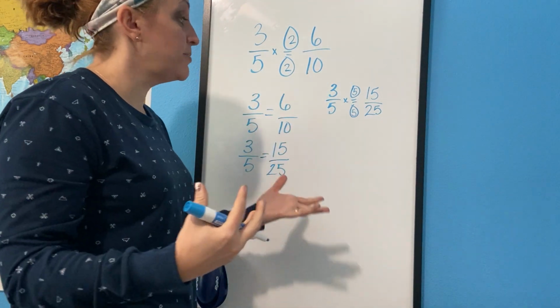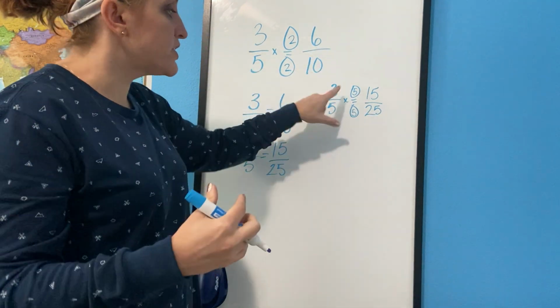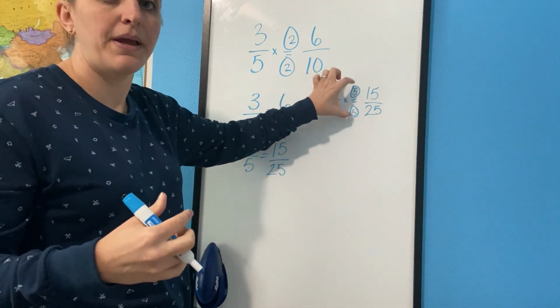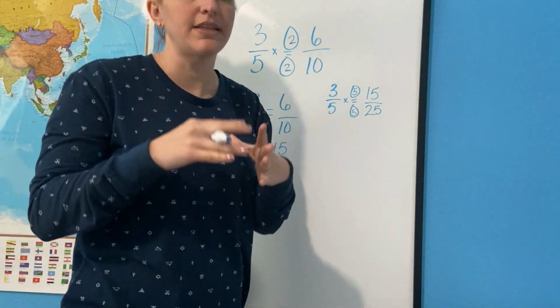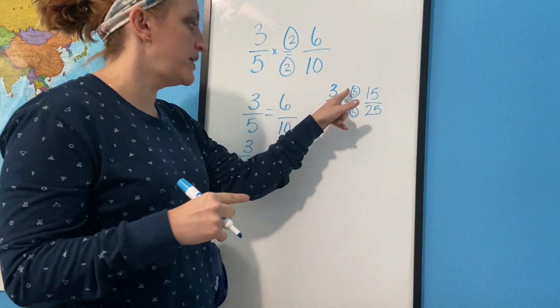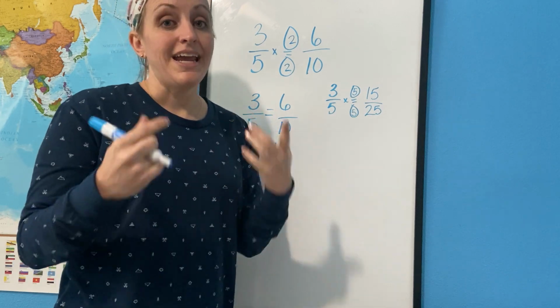And I could keep going. I could pick any number I wanted to. I could pick 100, as long as I do the same thing on the top and the bottom. Okay, so that's really the key. You want to make sure that you've multiplied by the same number in the top and the bottom.